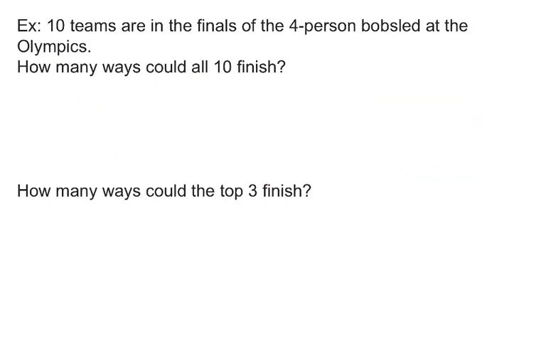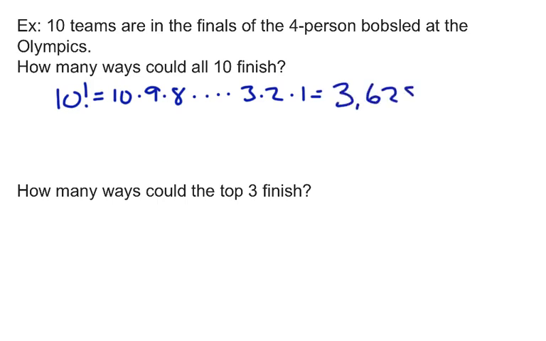So if we have 10 teams that are in the finals of the 4-person bobsled at the Olympics, how many ways could all 10 of them finish? Well, we want to take all 10 of those and put them in order. So we're going to find 10 factorial, which is going to be 10 times 9 times 8 times all the way down to 3 times 2 times 1. All right, and you can plug that in your calculator. You get 3,628,800 different ways. Now what I want you to do is look through your calculator and see if you can find this exclamation point somewhere. It's hidden on TI-84s. It's in the math menu, but it might be somewhere else.